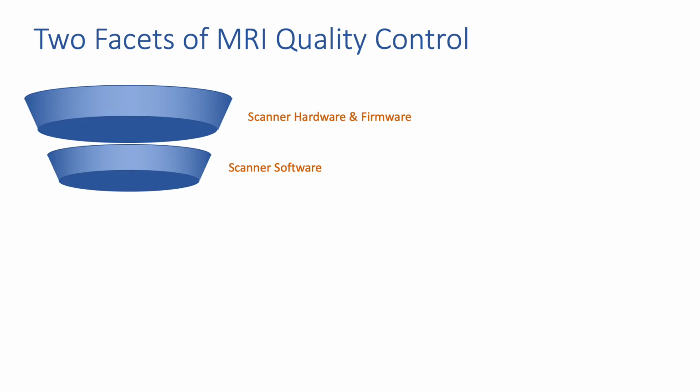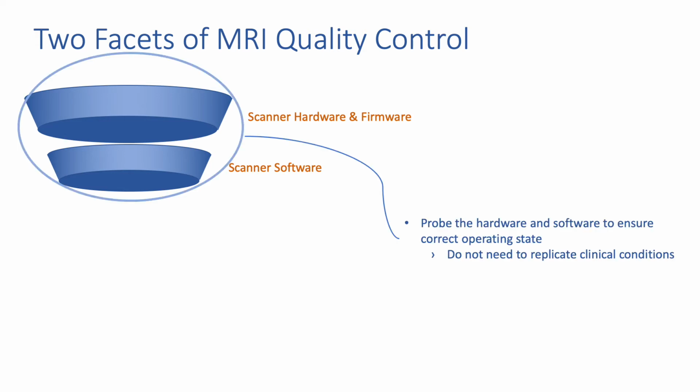I want to take a slight digression here to make a general point about MRI quality control. There are 2 facets to the problem. The first is simply testing to make sure that the scanner hardware, software, and firmware is functioning correctly. For these tests, the scanner simply needs to be probed in various ways, and it's not important to replicate clinical conditions exactly, such as with actual clinical sequences.